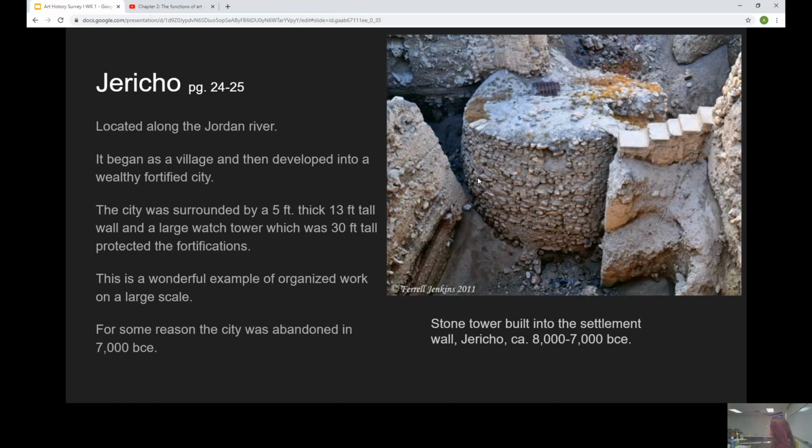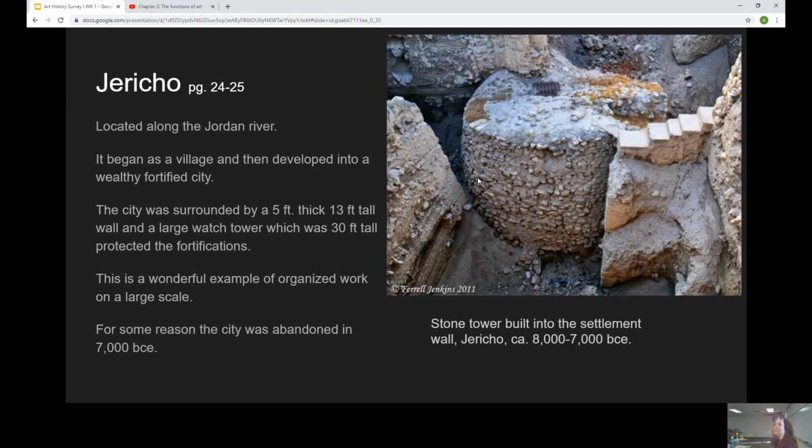This is our first example of an organized workforce. Were they paid? Were they voluntary? Were they slaves? Who knows? But it's the first example of an organized workforce. It did take a lot of manpower to make these bricks.